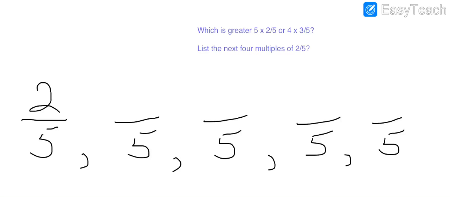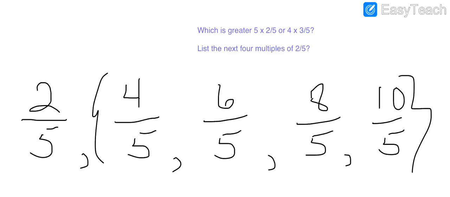What you're going to add is the top number, and it's simple, right? It's 2, 4, 6, 8, 10. There's your 4 multiples. You're just counting by the numerator, contando por el numerador. Y el denominador se queda igual. So here are your next 4 multiples of 2 out of 5.